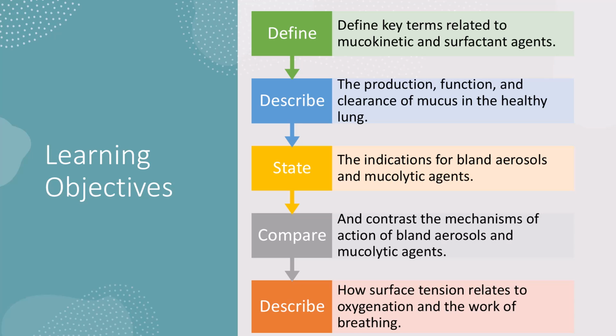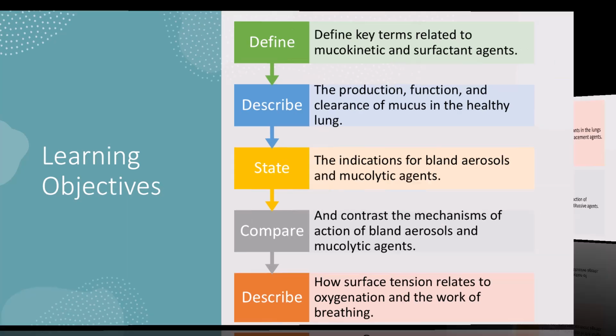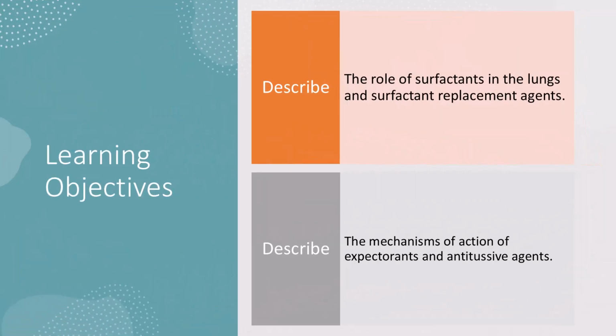Describe how surface tension relates to oxygenation and work of breathing. Describe the role of surfactants in the lungs and surfactant replacement agents. Describe the mechanisms of action of expectorants and antitussive agents.